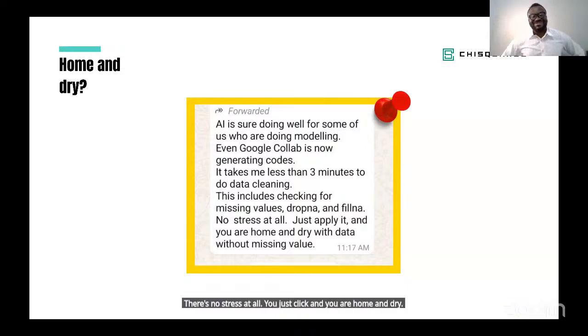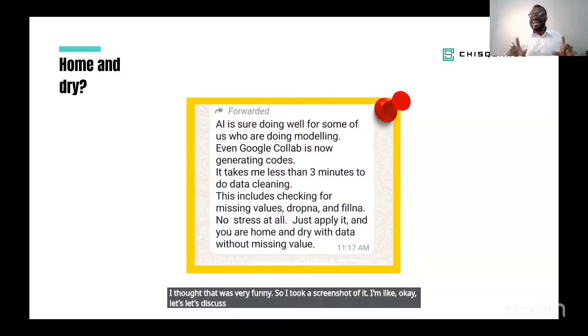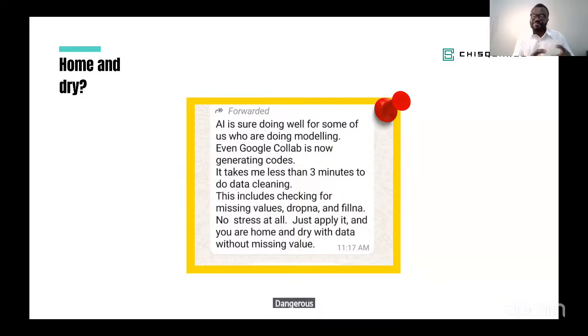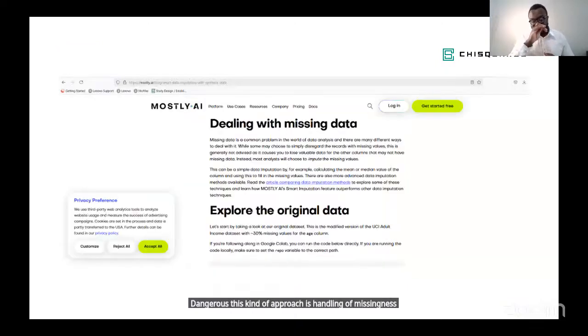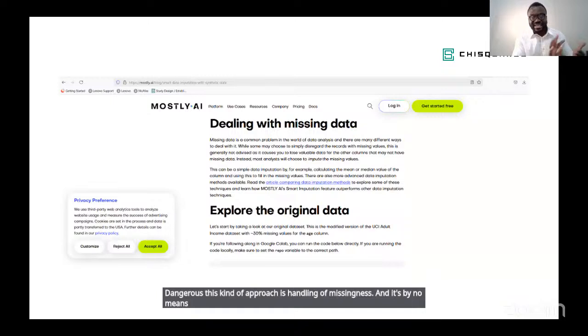I thought that was very funny. So I took a screenshot of it. I'm like, okay, let's discuss that. You are definitely not home and dry. Just clicking on a few buttons and the system just fills in some values for you. You are definitely not home and dry. So we really want to just buttress how dangerous this kind of approach is for handling of missingness. And it's by no means restricted to that individual alone.